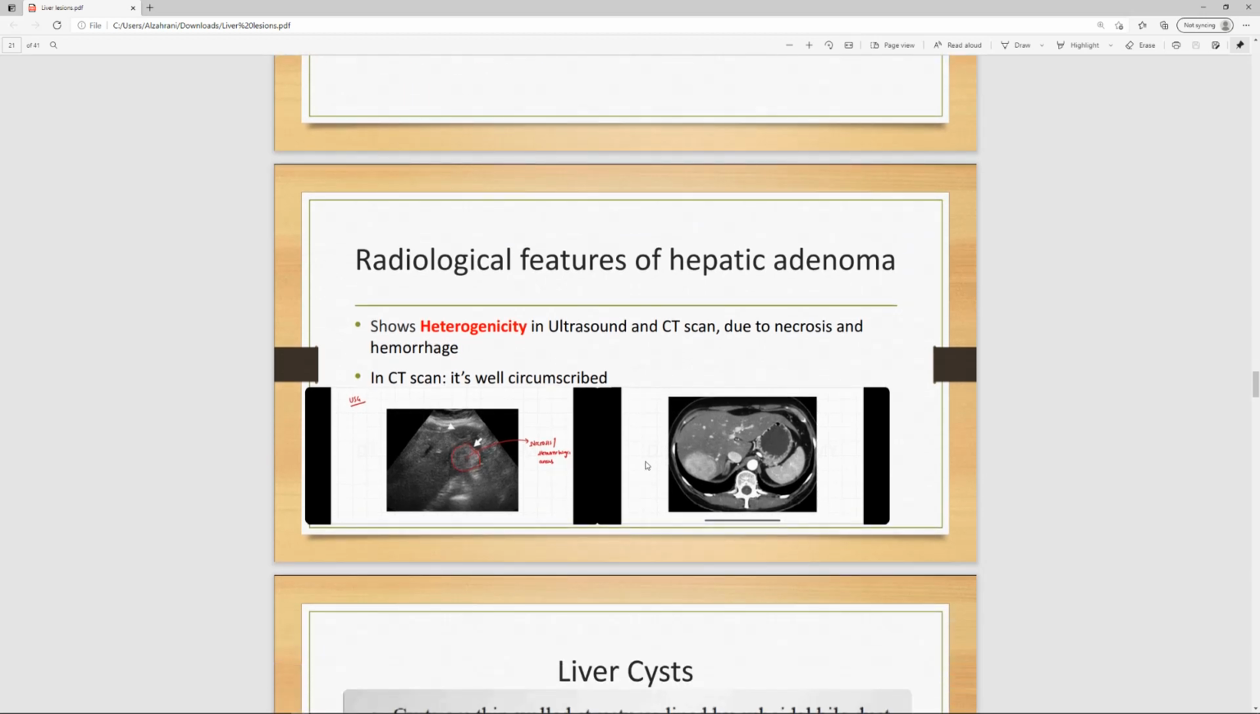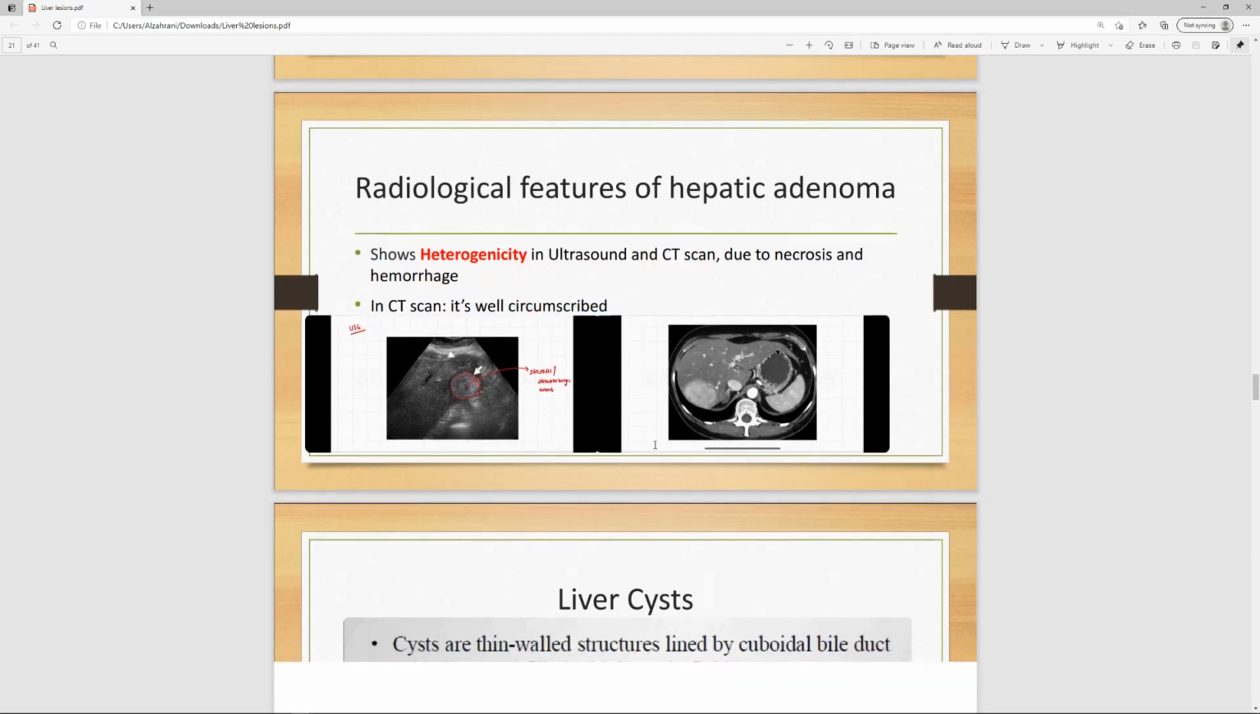In CT scan, it is well circumscribed. شوف ايش قلنا حنا هنا، قلنا انها surrounded by capsule. Once surrounded by capsule, that means it is well circumscribed. Okay, خلصنا ال benign lesions. Now we will move to liver cysts.